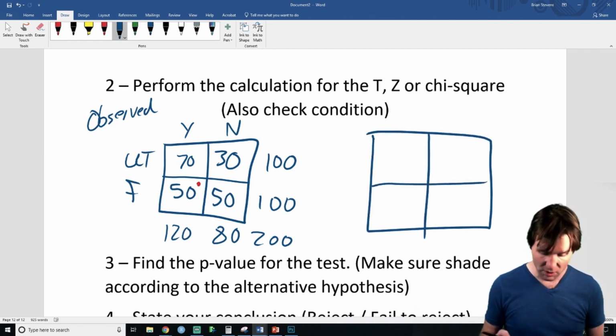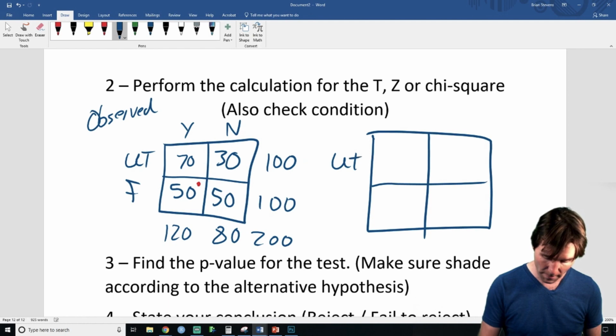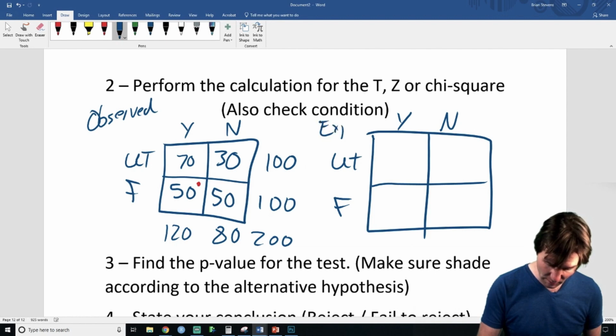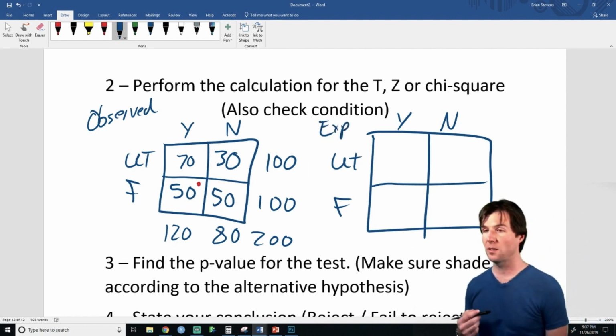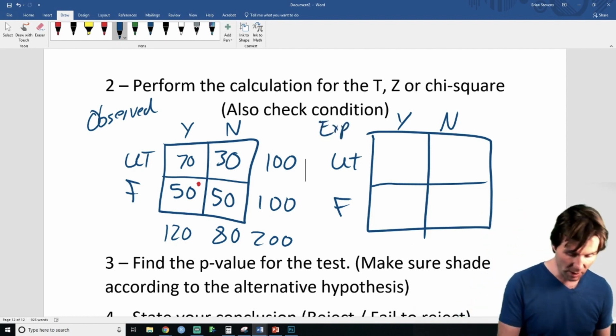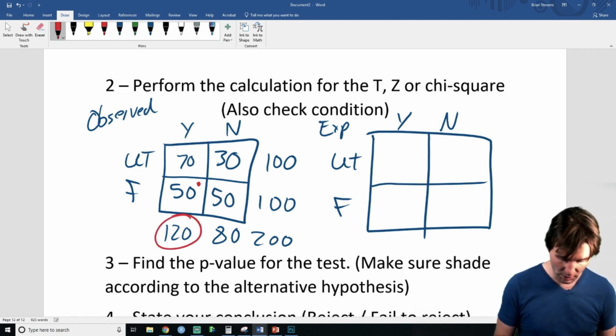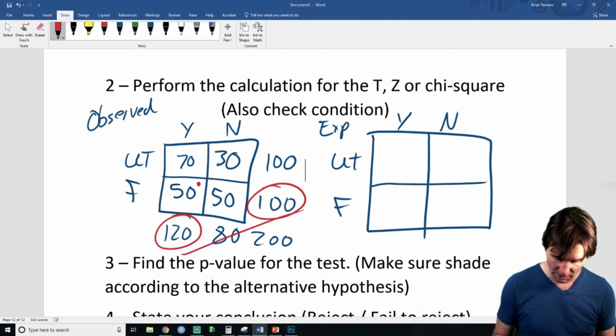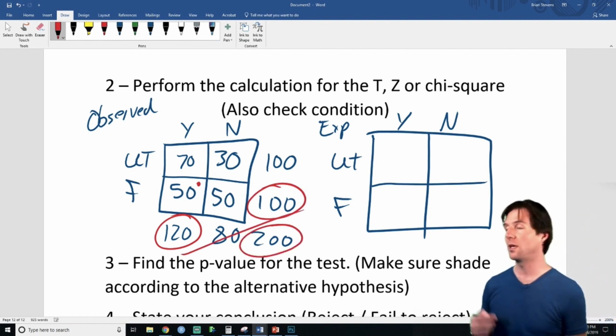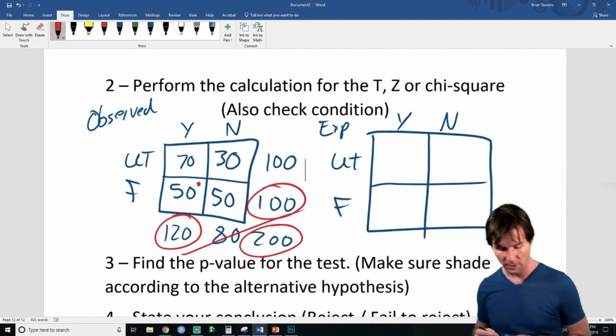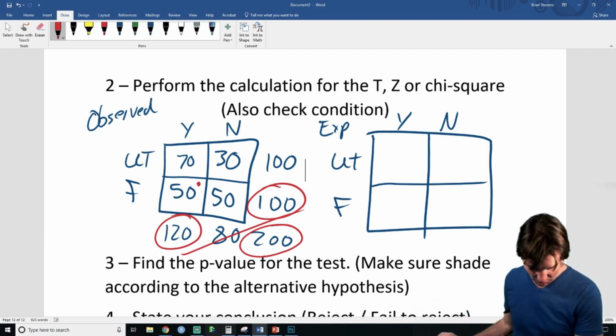And now we need to do this all right here. We have UT, we have Florida, and we have yes and no. These are all the expected values. We're going to compute them all. So we're going to compute that bottom left one right away. The bottom left one can be done by 120 times 100 over 200. That is row total times column total over grand total. So let's solve it, and then I'll show you a trick.